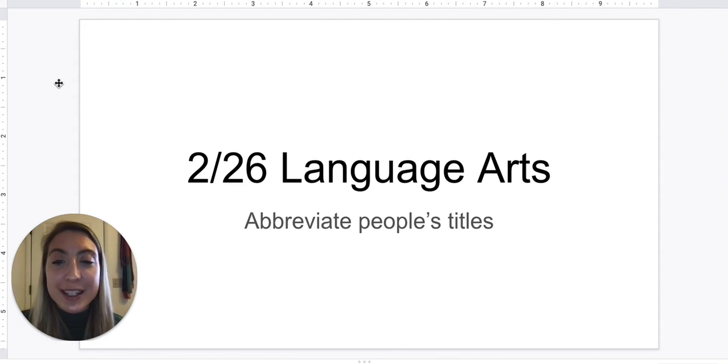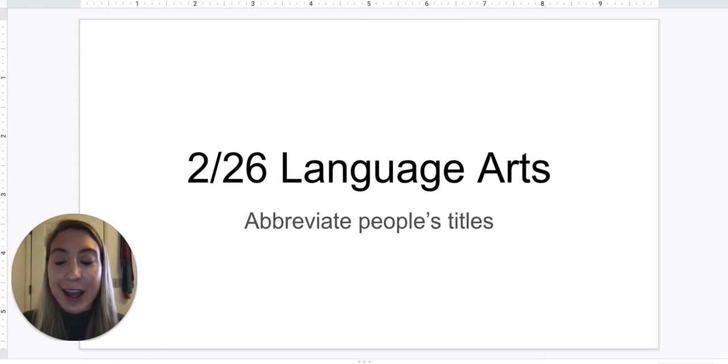So we're continuing to work with our abbreviations, but now we're going to be abbreviating people's titles. We did the days of the week and the months of the year, and now people's titles. So this is going to be a little trickier. If you have a piece of paper and a pencil at home, I would definitely encourage you to help take notes and write down things as we go through our lesson.